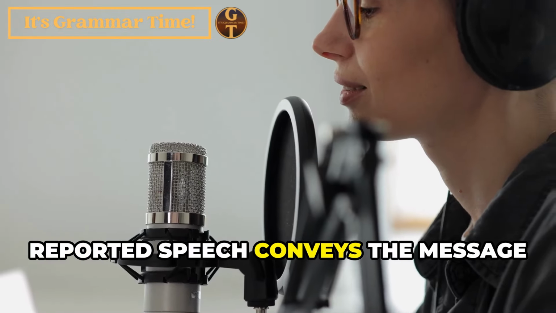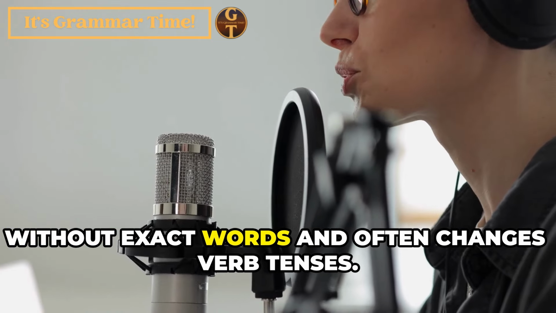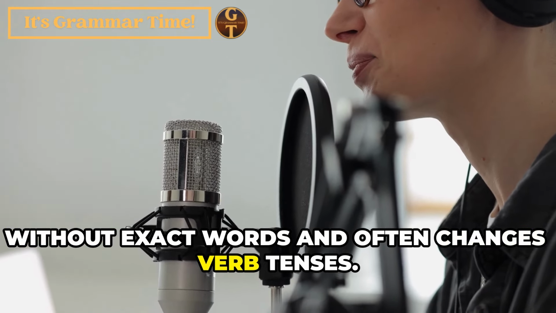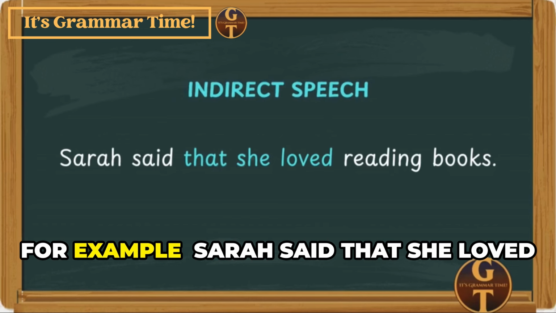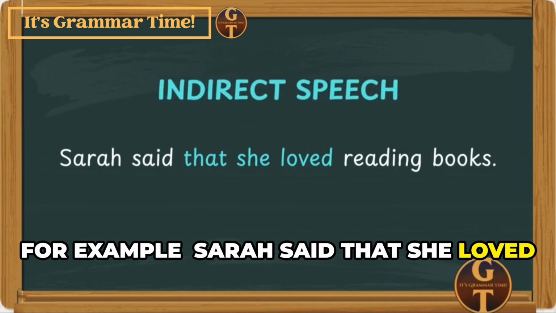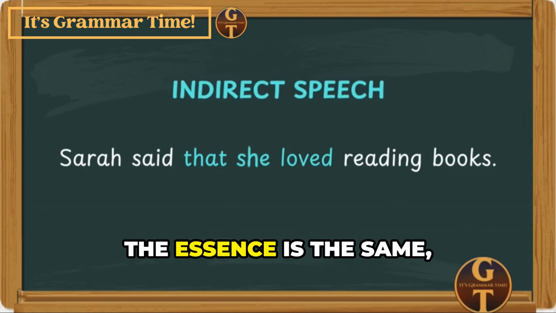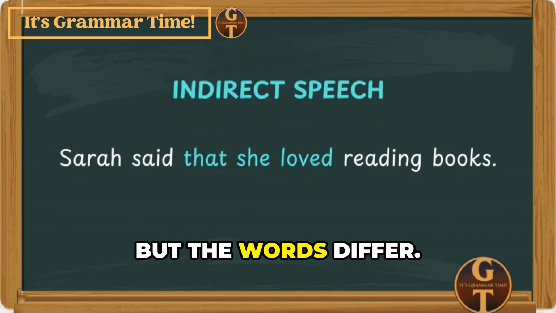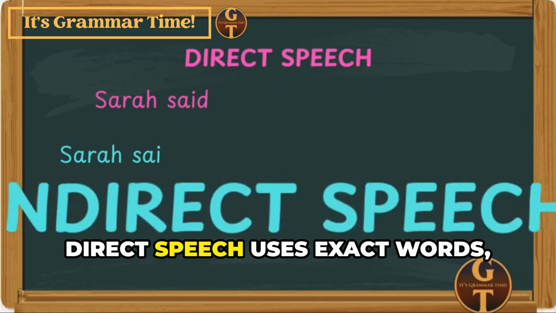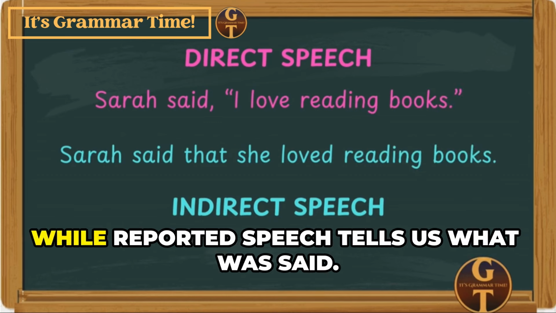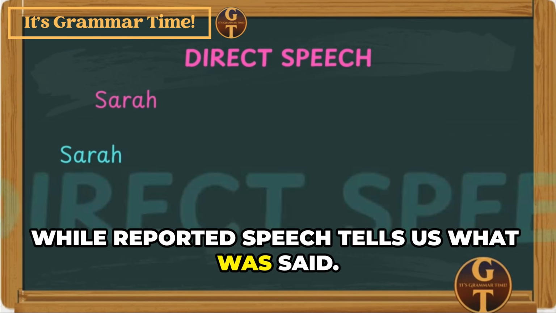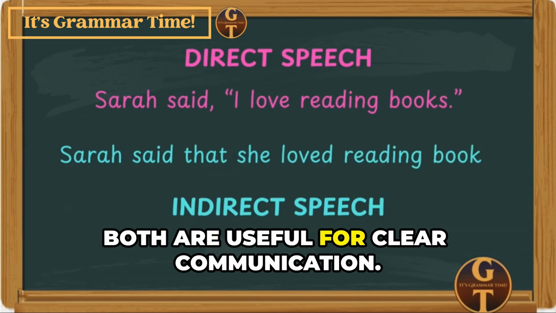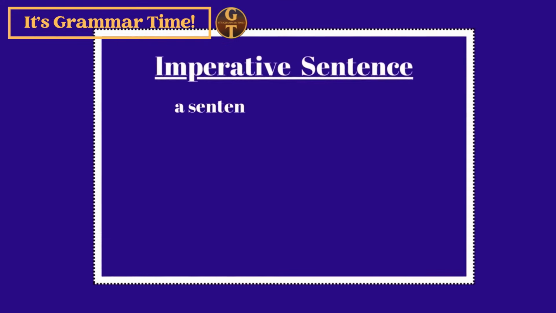Reported speech conveys the message without exact words and often changes verb tenses. For example, Sarah said that she loved reading books. The essence is the same, but the words differ. Direct speech uses exact words, while reported speech tells us what was said. Both are useful for clear communication.